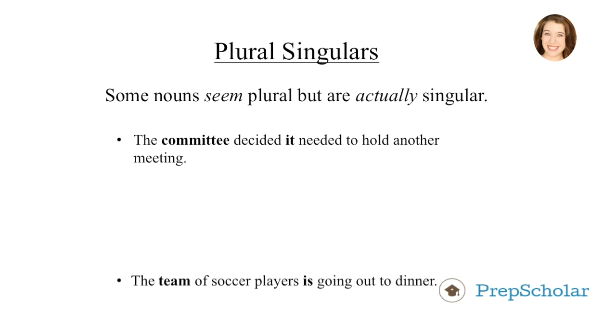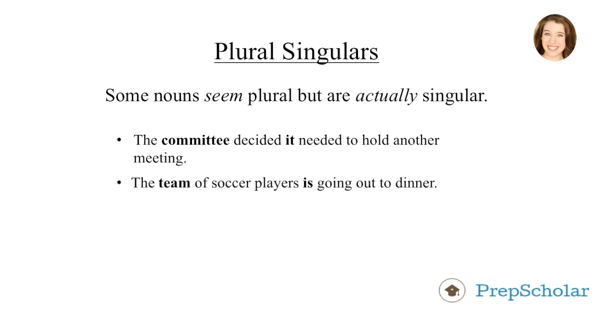Let's try another. The team of soccer players is going out to dinner. Now this one is especially tricky because of the addition of the phrase soccer players, right? Soccer players definitely seems plural, but here's the thing. The main noun is the team. Of soccer players just describes who makes up the team, but it's one team, one thing. So we use the singular verb is.